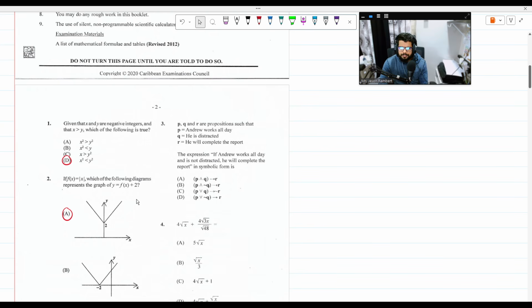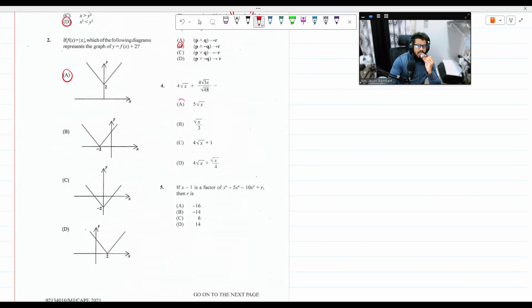Andrew works all day is P. He is distracted is Q. He will complete the report is R. If Andrew works all day and is not distracted, then he will complete the report. P and not Q, then R. P.